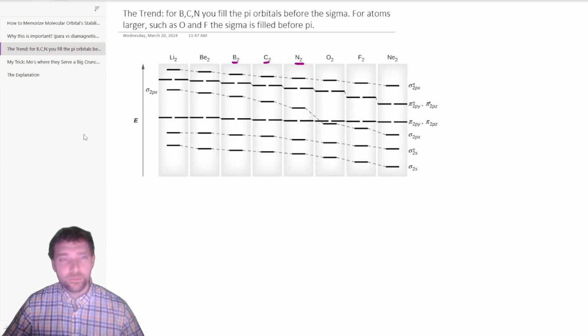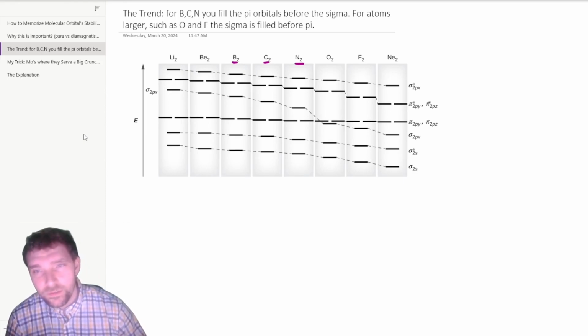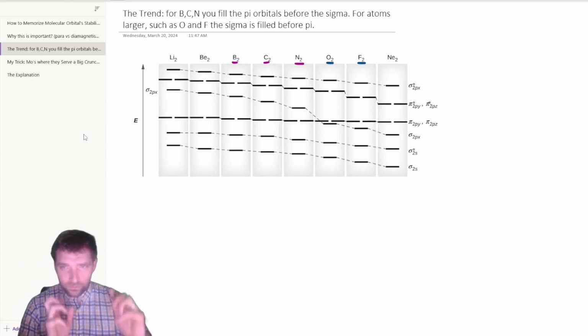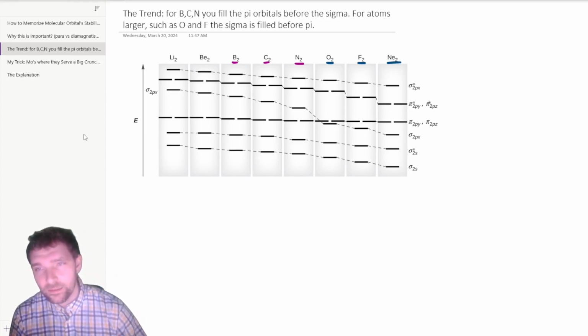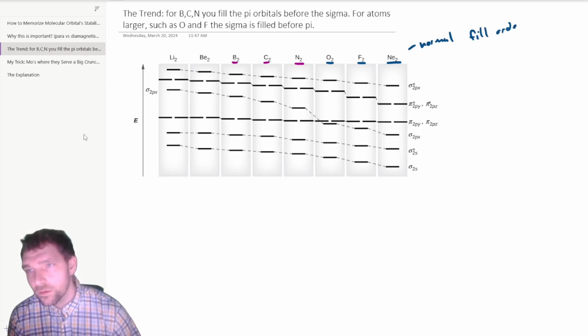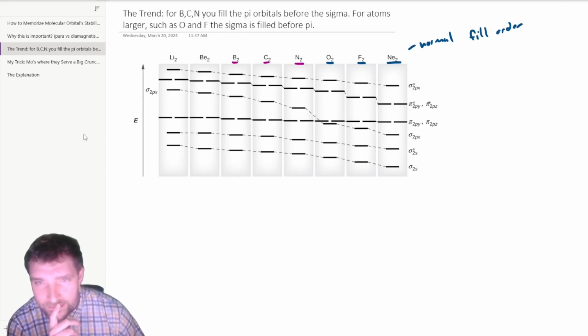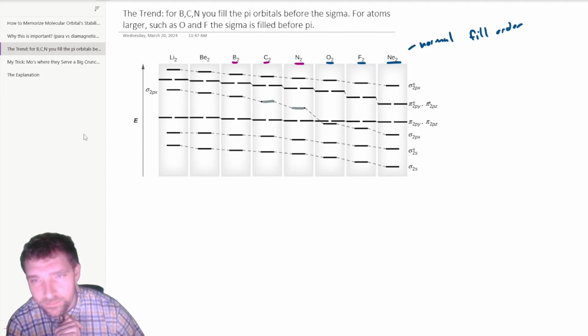the N because they have the exception to the fill order. But it's important to note that the normal fill order is what we're seeing here with the oxygen, the fluorine, and the neon. That's what we would call the normal fill order. And you can see that in that case, what we have with the sigma in relationship to the pi is slightly different.